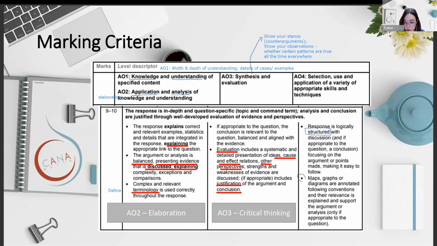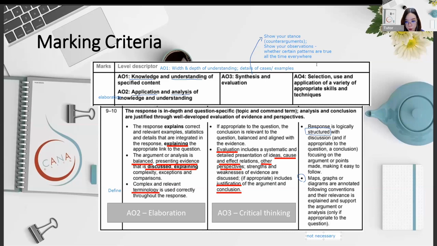Although there is a bullet telling you that maps, graphs, or diagrams can be put into your essay, this is not necessary. Okay, it depends on the time that you have. I see many essays without any diagrams or graphs. They can still score a very good mark because of what they did in their essay that can demonstrate a very good AO1, AO2, and also AO3 qualities.